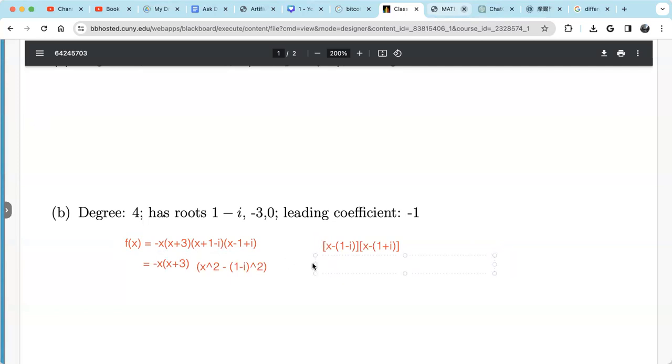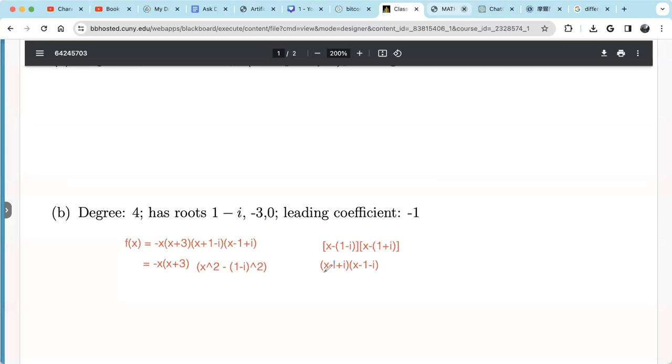But let me write it one more time again. So the first one becomes x minus 1 plus i, right? The second one becomes x minus 1 minus i. You see that? Oh, the first one, this should be 1, not i. I wrote 2 i's there. So x minus 1, this is 1. X minus 1 plus i, x minus 1 minus i.